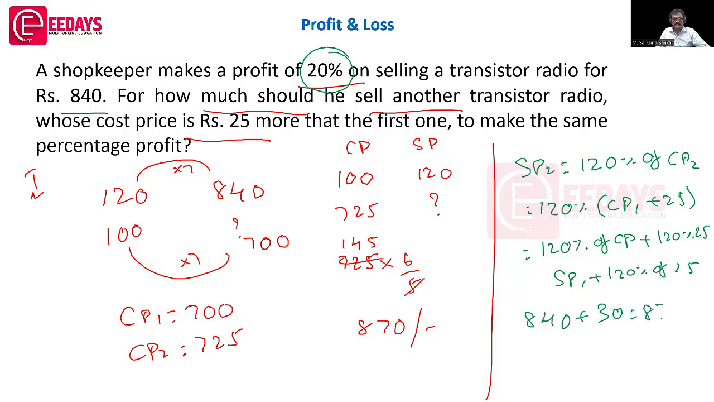So what is the answer? 870. So we don't need all this; we can do it directly. 840 plus 120% of 25, that is 30. So total 870, which is the required answer. That's it.